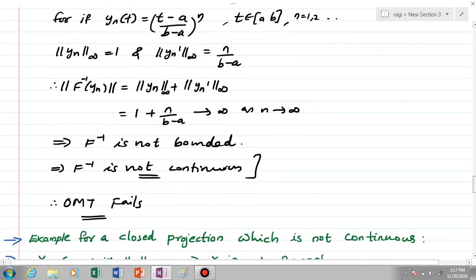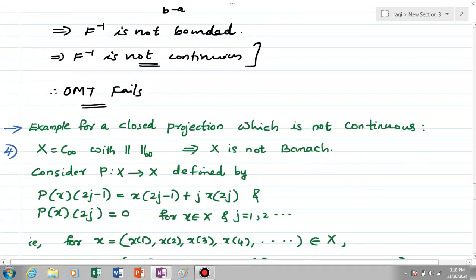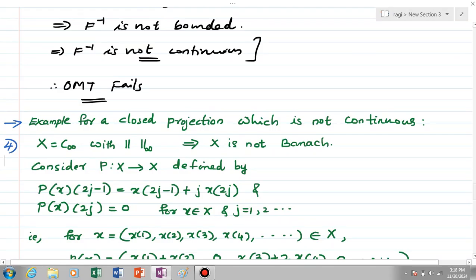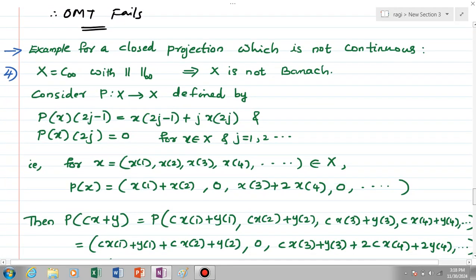Now we will see another example for a closed projection which is not continuous. We choose the space X equal to c_0 with norm infinity. Clearly we know X is not Banach. Now consider the map P from X to X defined by P(x)(2j - 1) = x(2j - 1) + j times x(2j), and P(x)(2j) = 0 for x in X and j = 1, 2, 3, etc.